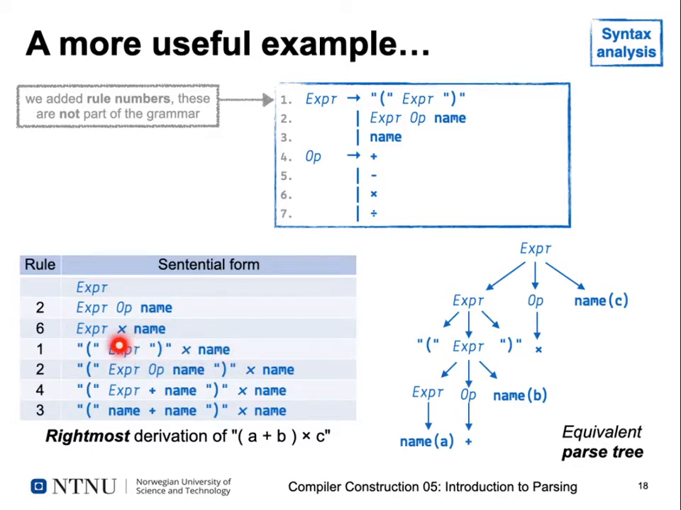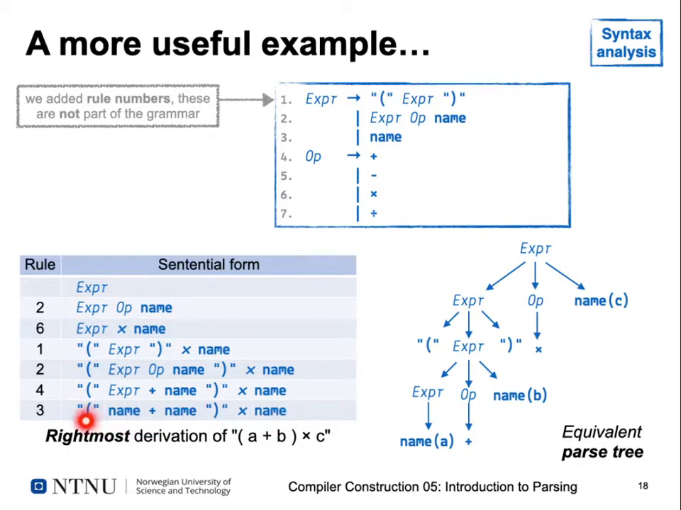And then we need to resolve expression again. Now we can choose rule 2 up here. So we can say expression is replaced by expression, yet another operator, and a name. We leave the rest unchanged, of course. Then again, we replace the operator here. Now we choose rule 4. So we replace the operator by a plus sign. And the rest stays the same. And now finally, we can choose rule number 3, which replaces our remaining non-terminal expression in this sentential form by yet another name.